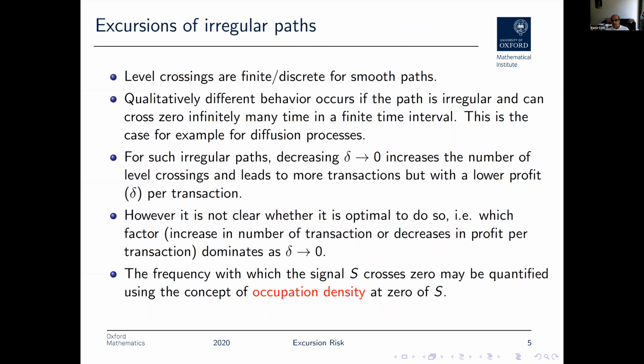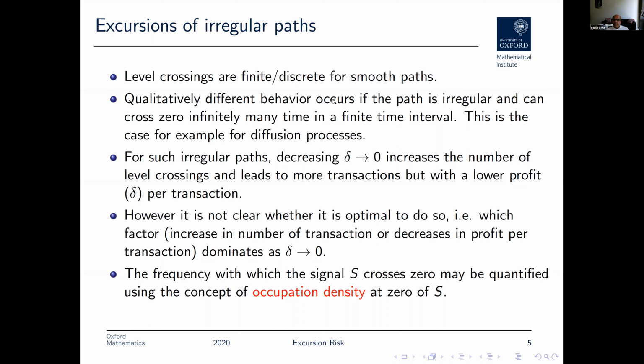So we're going to now look at, so what I did yesterday was for general paths. I didn't specify any property of the path except for continuity. But as you know, if you look at signals in finance, they're mostly irregular as a function of time, in fact, very irregular. So we want to see now what's the consequence of this irregularity. And we see that this is actually very important for the study of these quantities when delta goes to zero.